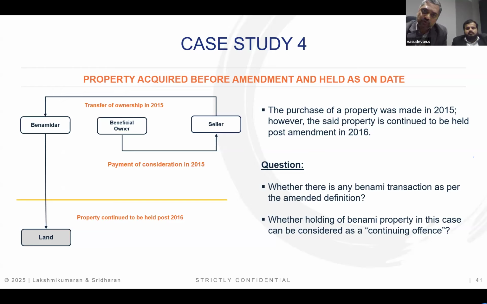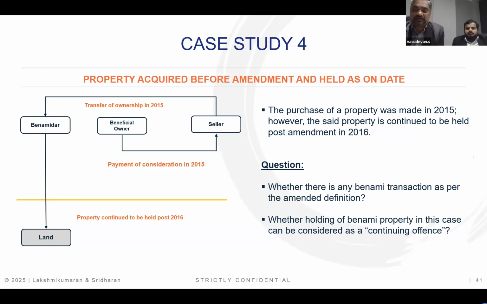Now, the Benamidar continues to hold the property even post-2016. Let us say in 2018, after the amendment has taken place, the authorities come and issue a notice, and ultimately they hold that this is a Benami transaction, and so is the Benamidar, and so is the beneficial owner. Now the question is, if the acquisition has taken place and the consideration has been paid before 2016, before the amendment, can the provisions be invoked?